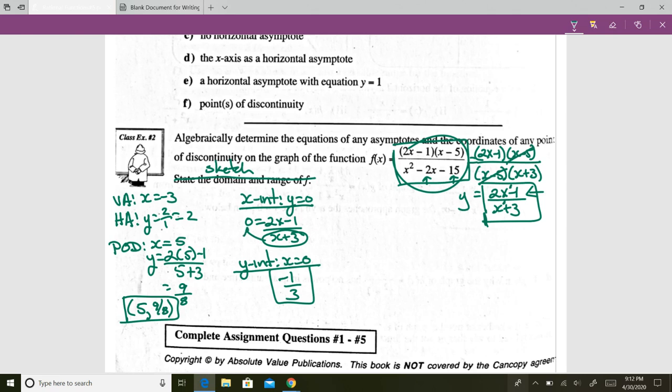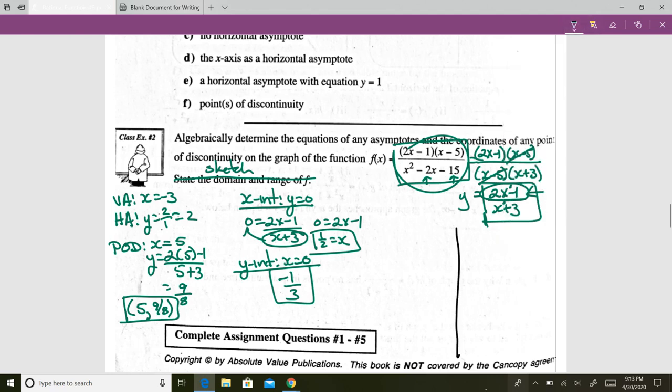you're going to multiply that up there, which would be 0 times that, which is 0. So the only thing you ever have to look at when you're trying to figure out your x-intercepts is the factors of the numerator. So I'm left with 0 is equal to 2x minus 1. Move the 1 over, divide off the 2, 1/2 is equal to x. That is your x-intercept. Okay, we have our x-intercept, our y-intercept, vertical asymptote, horizontal asymptote, and POD. We can sketch the graph.